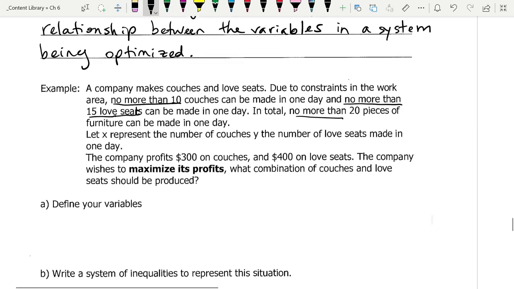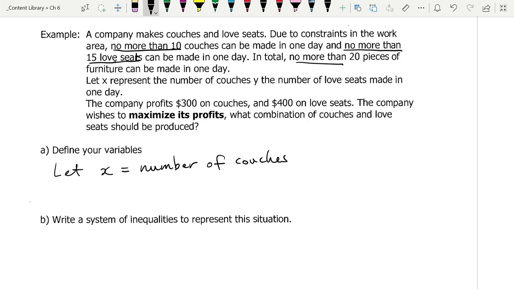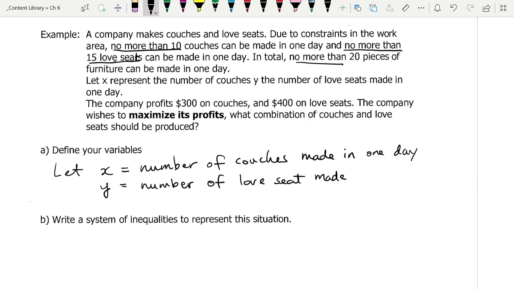Okay, the first part of this question is just like the examples we did the other day. First, I have to define what my variables are. So let X equal the number of couches made in one day, and Y will equal the number of love seats, which is like a mini couch, made in one day.